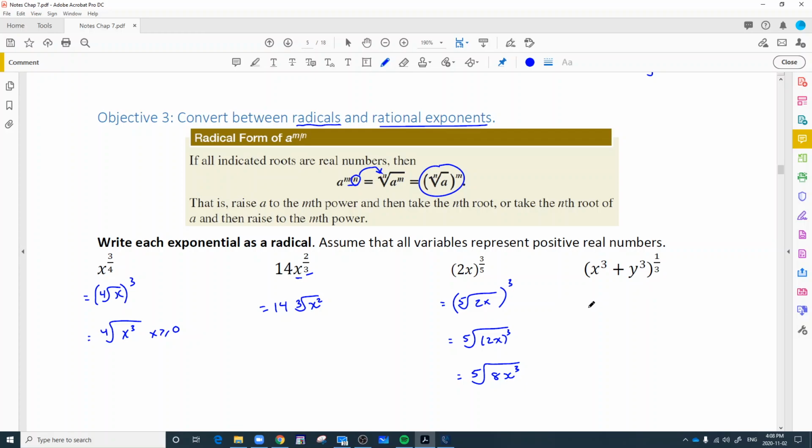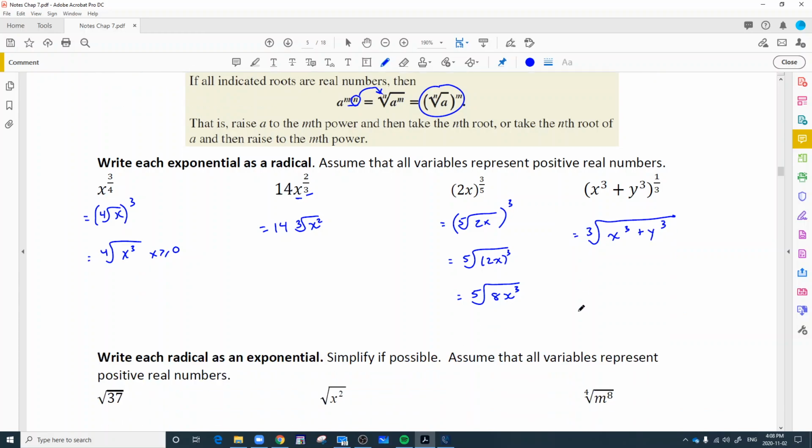This one is the 3rd root of the bracket. So you got 3rd root of that entire bracket, which is x cubed plus y cubed. And you cannot take the cubed root of that. That is just the answer right there because of the plus sign. Plus signs are stop signs.